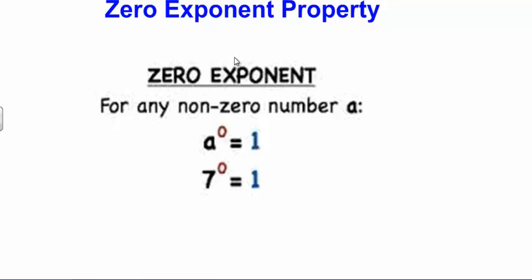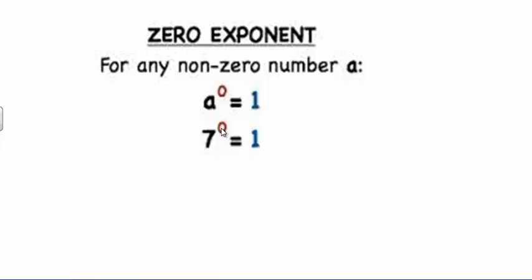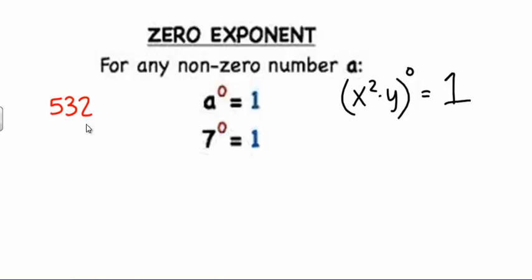Lastly, we want to talk about the zero exponent property, which says that any non-zero number a to the 0 is always equal to 1. Anything to the 0th is always 1. So x squared times y, if we raise all of that to the 0 power, we're going to get 1. If we had, let's see, 532 raised to the 0th power, that would as well be 1. Anything to the 0th power is always 1.